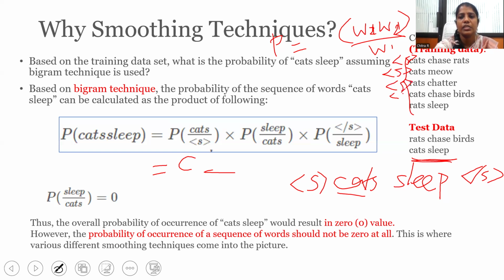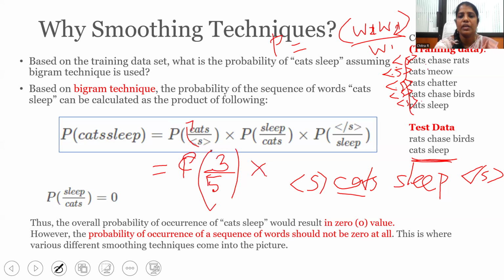If you include the initial symbol and final symbol, for the test case, you get it from the training set. In the training set, how many initial symbols are there? 1, 2, 3, 4, 5. So 5 initial symbols are there. Then next you find the words dollar cats, combining these two, W1, W2. Dollar cats appears here, here, and here, so the probability is 3 by 5.